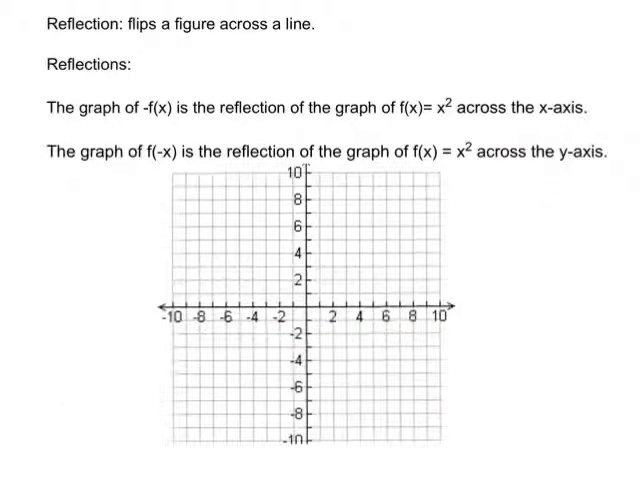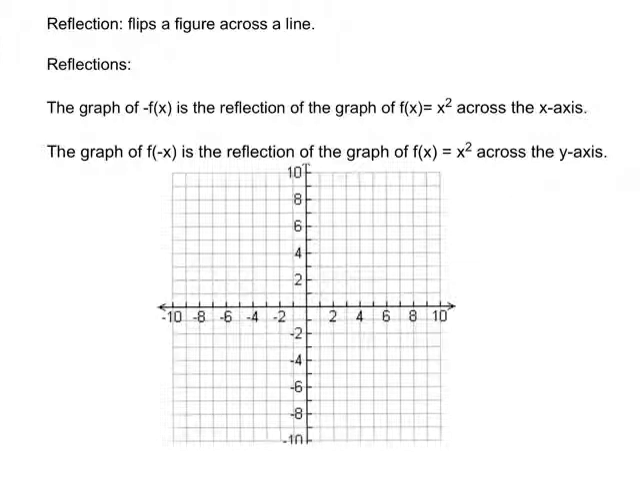A reflection flips a figure across a line. And if you remember, a reflection is just like if we were looking in a mirror. With a reflection, we're either going to go over our x-axis, our y-axis, or we can go over any different line. The graph of negative f of x is the reflection of the graph of f of x equals x squared across the x-axis.